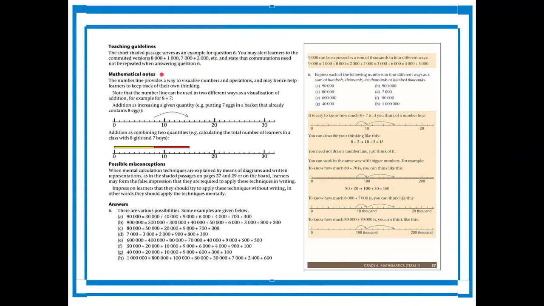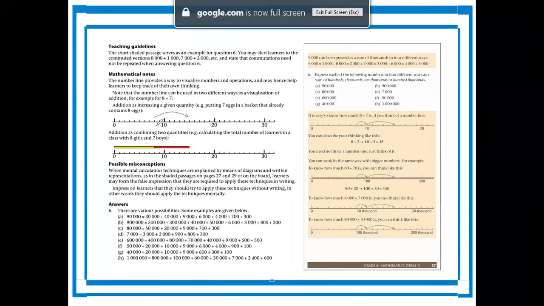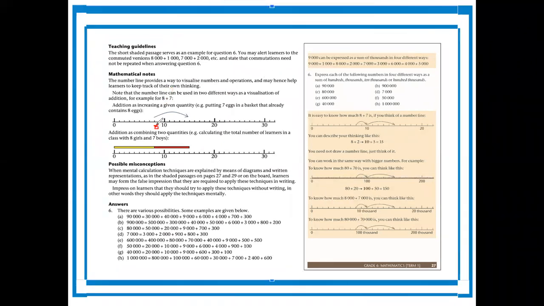Some mathematical notes. The number line provides a way to visualize numbers and operations, and may hence help learners to keep track of their own thinking. Note that the number line can be used in 2 different ways as a visualization of addition. For example, 8 plus 7. So over here, if we have 8 as this number here, and then if we add 7, 1, 2, 3, 4, 5, 6, 7, we'll get to this number over here.